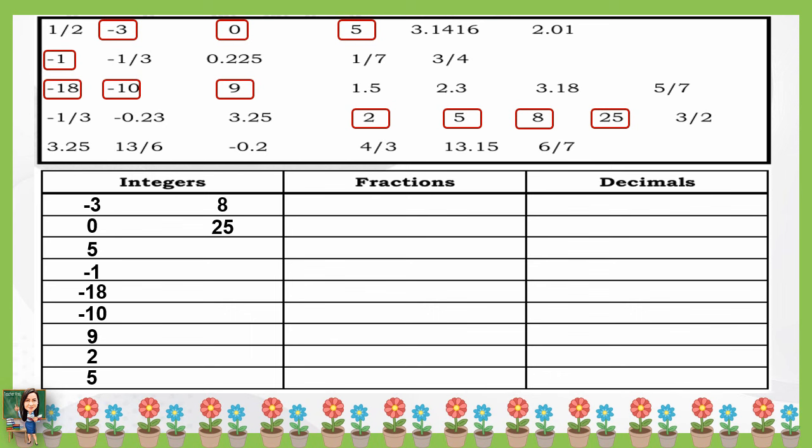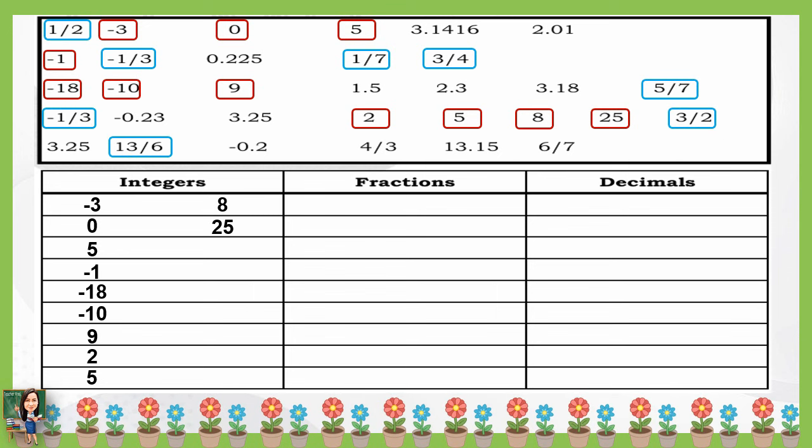Next, the fractions are 1 half, negative 1 third, 1 seventh, 3 fourth, 5 seventh, negative 1 third, 3 halves, 13 over 6, 4 third, 6 over 7. Then write them on the second column.